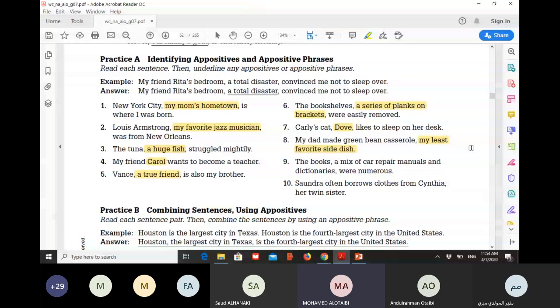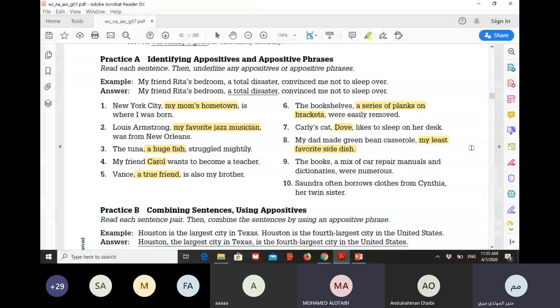Teacher, can I do number 9? Yes, please. Badr Al-Aqili, can you do number 9, please? "The books, a mix of car repair manuals and dictionaries, were numerous." If you remove "were numerous" from the sentence, you have removed the verb, and the sentence cannot stand without a verb.